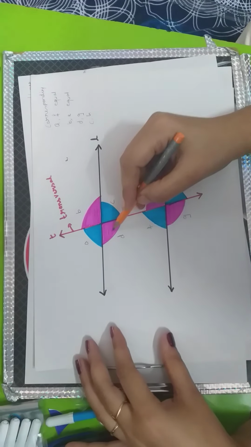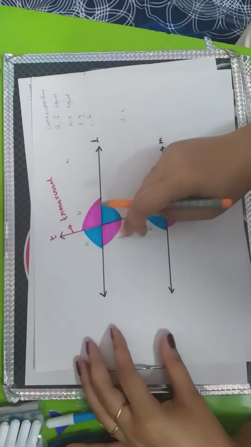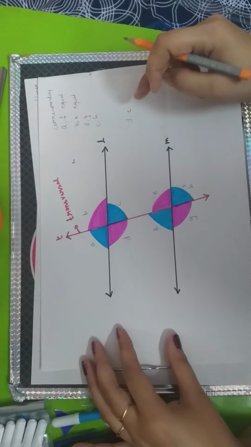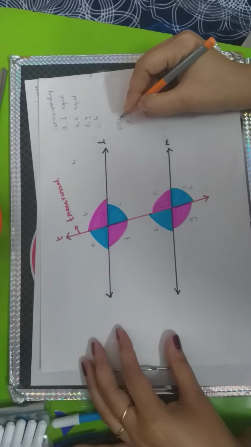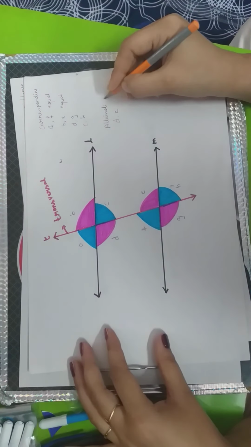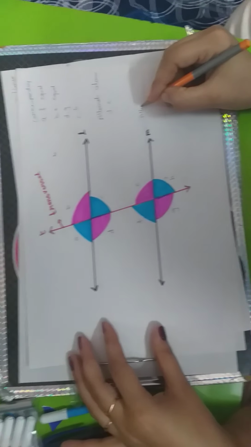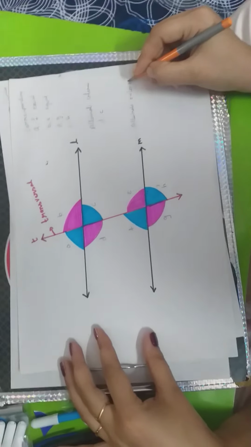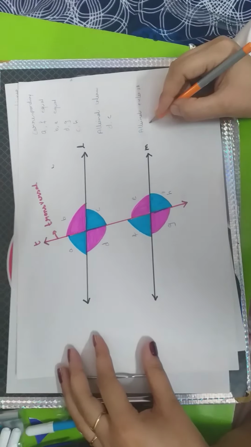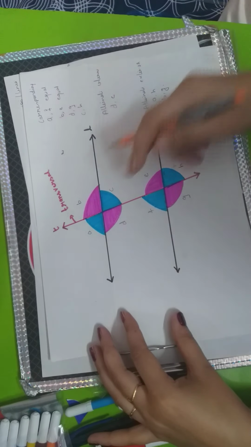Now look at the alternate interior angles. D and E are equal, F and C are equal. G and B are alternate interior. And look at the alternate exterior angles. We have A and H, B and G. They are equal.